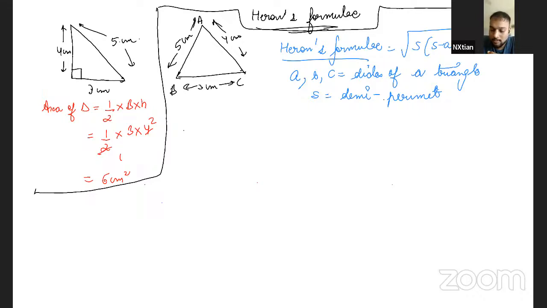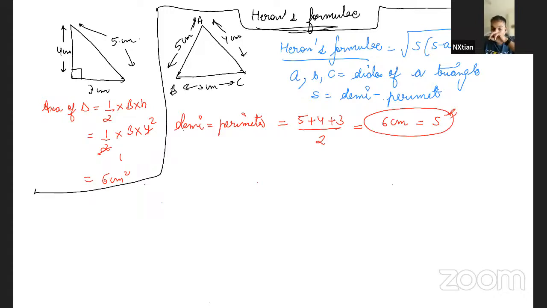Sum of all sides. For example, what is the semi-perimeter of this triangle? We'll solve it with a red pen. Perimeter is basically the sum of all sides, like 5 plus 4 plus 3. This is the perimeter, and semi-perimeter means half of it. So 12 divided by 2 is 6. So 6 centimeter will be the semi-perimeter, which is s. Understood? Yes or no? Any problem?